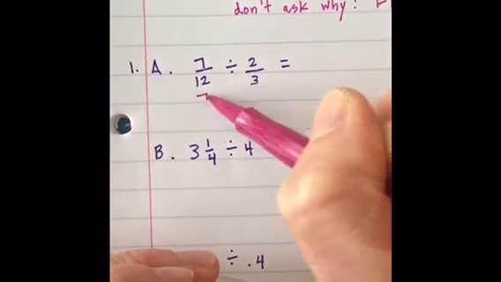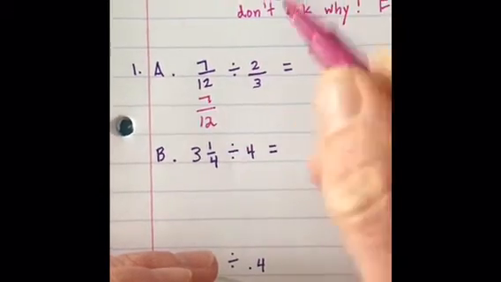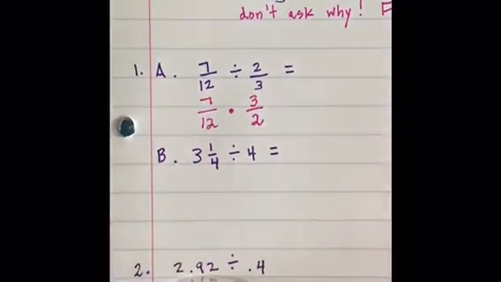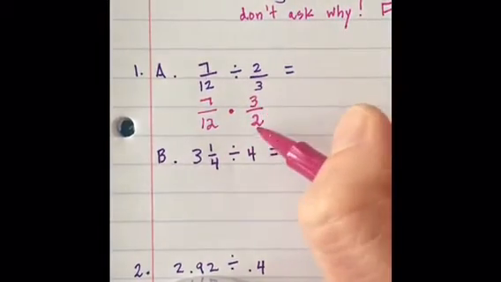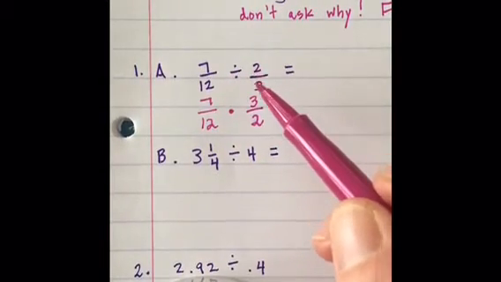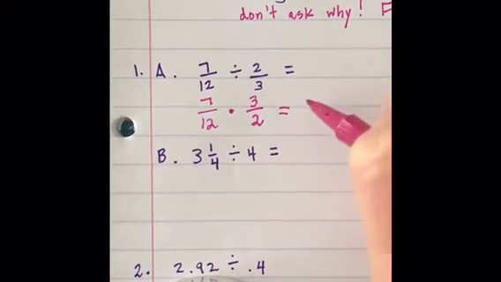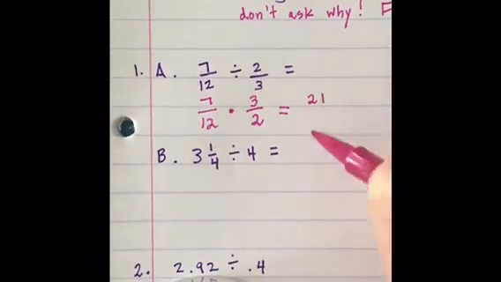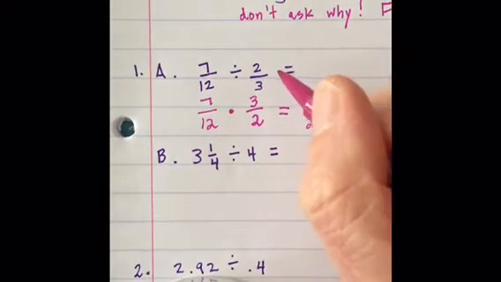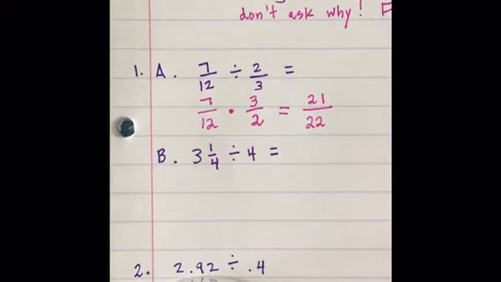So we leave the first number alone, which is 7/12. But then we multiply by the reciprocal of 2/3, and it's 3/2. So 7/12 times 3/2 is the same as saying 7/12 divided by 2/3. And when we do the multiplication, we're going to have 7 times 3 is 21, and 12 times 2 is 24. And that is our final answer to that problem. So dividing fractions or multiplying by the second fraction's reciprocal produce the exact same answers.